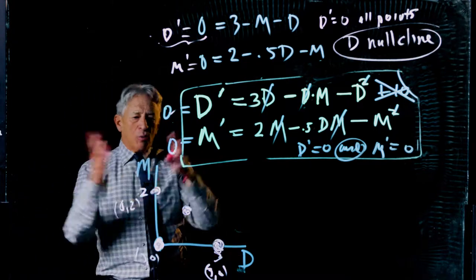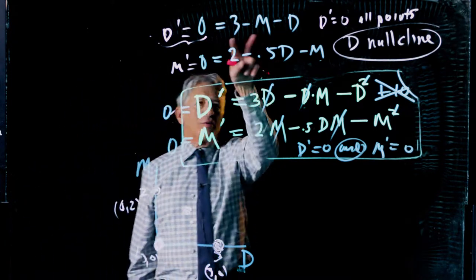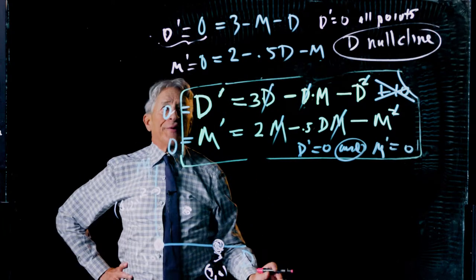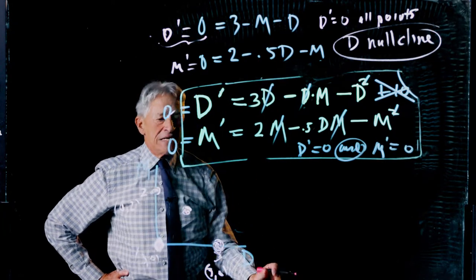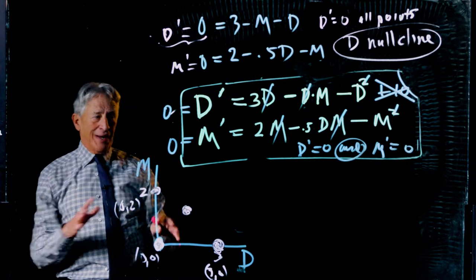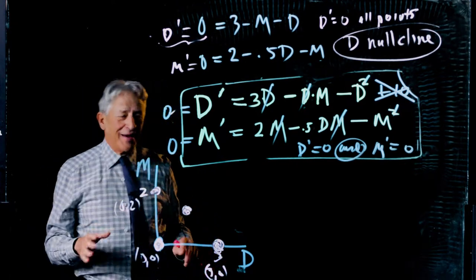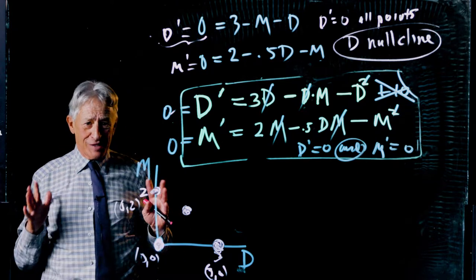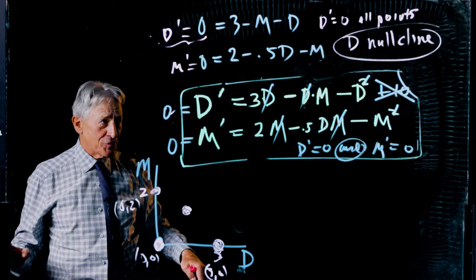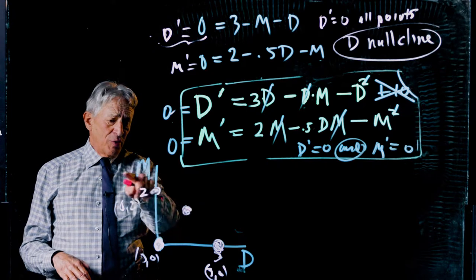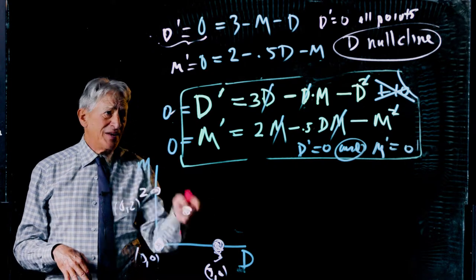So what does that look like? What do those points look like? Well, they're all the points for which 3 minus m minus d equals 0. We want to try to plot that. And the only thing I know how to plot is y equals mx plus b, the equation for a straight line. So we're in the md plane here.